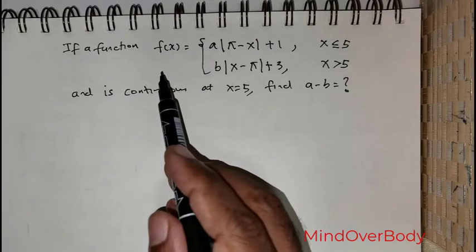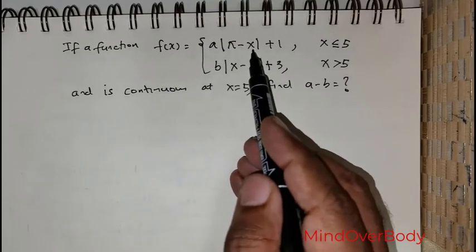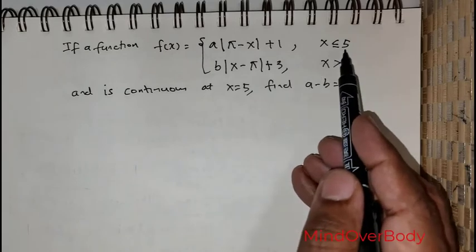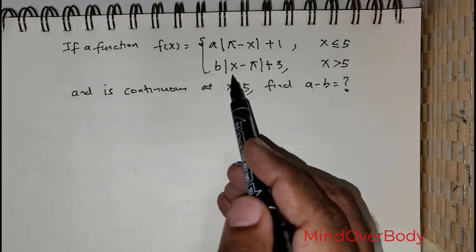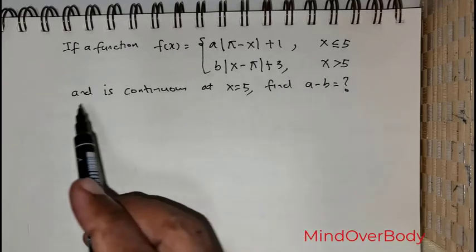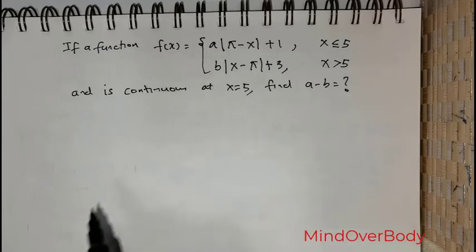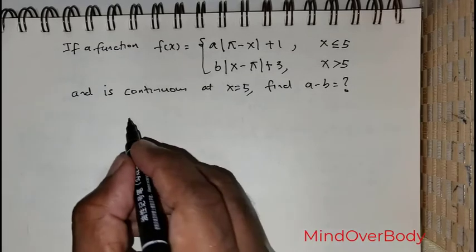Students, we are given this question. f(x) is defined as a times modulus of (π − x) + 1 for x less than or equal to 5, and it is defined to be b times modulus of (x − π) + 3 for x greater than 5. It is given that the function is continuous at x = 5, and we are expected to find a − b.